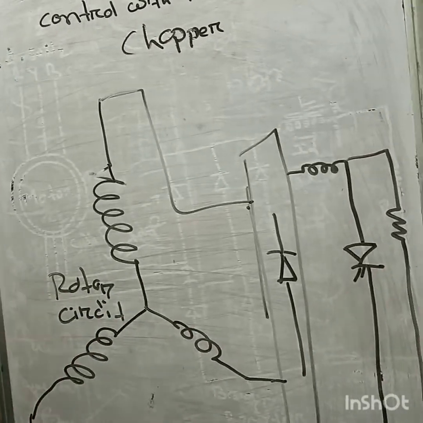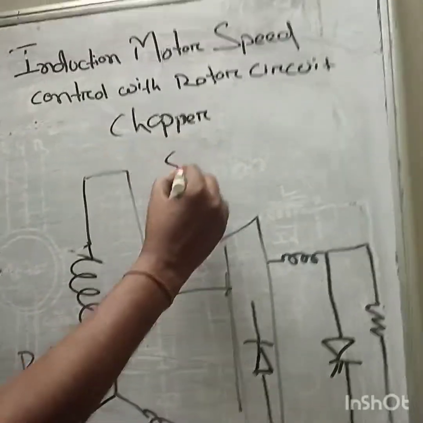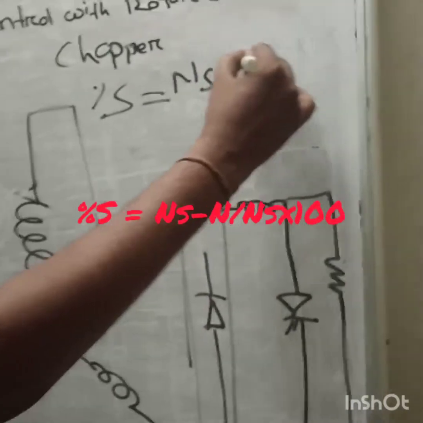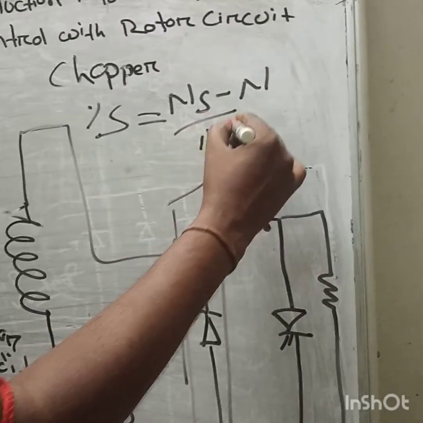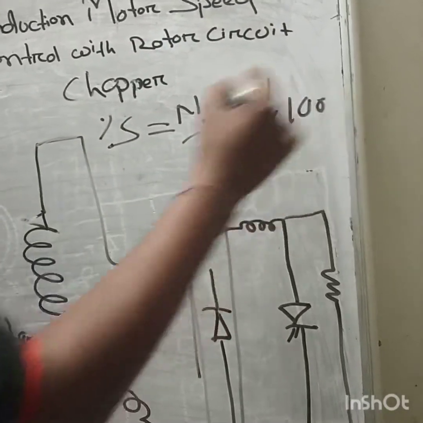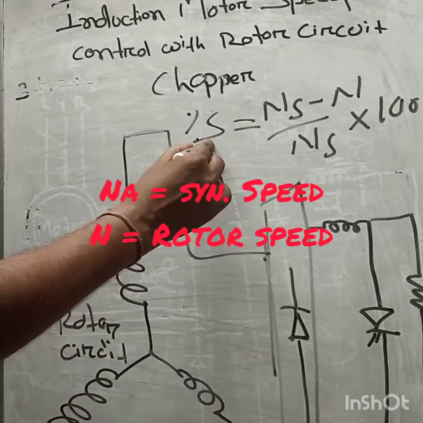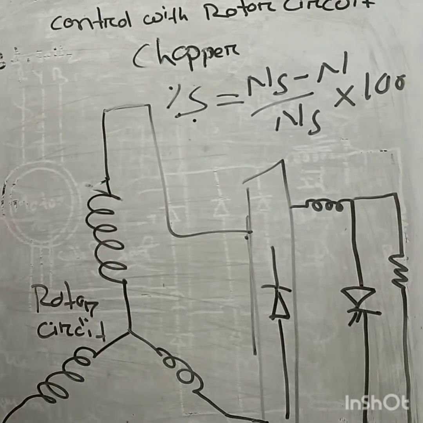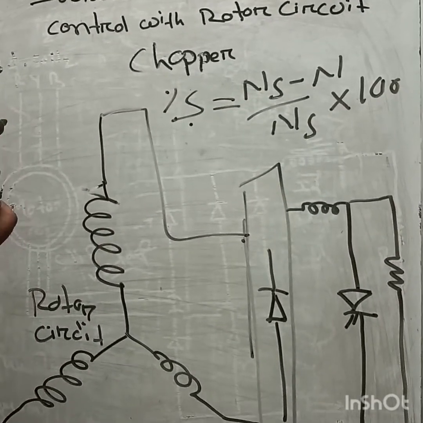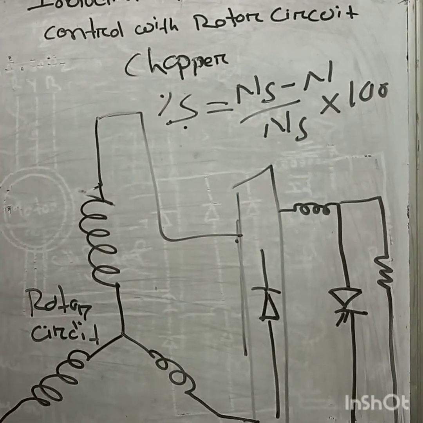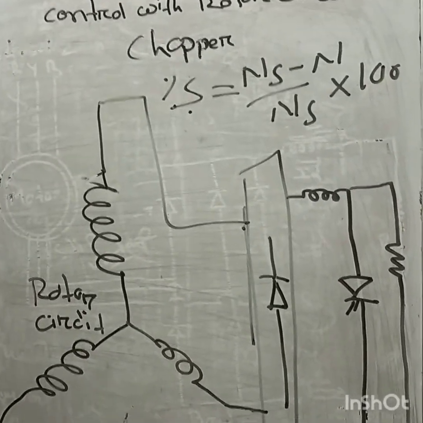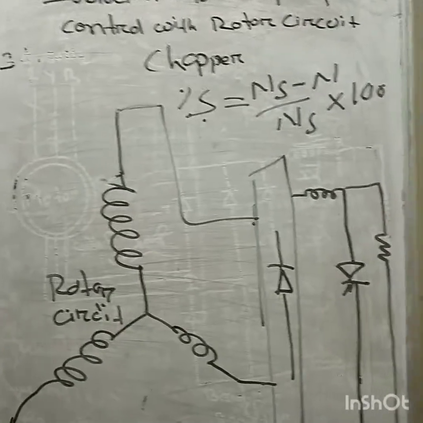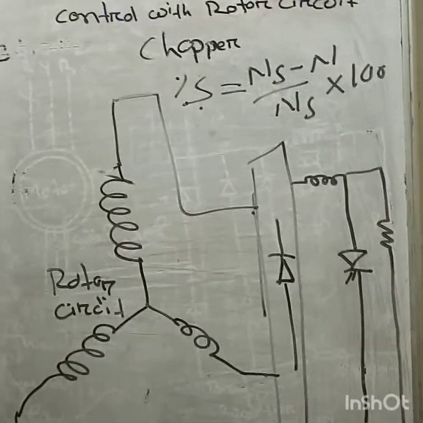You also know the slip S, percentage of slip, equals Ns minus N by Ns into 100. By varying the slip, we can vary the speed of the motor. This can be possible in a slip ring induction motor, but in case of a squirrel cage induction motor, the rotor is short circuited. The stator of the machine is connected directly to the line supply, but in the rotor circuit, the slip voltage is rectified by a diode rectifier.